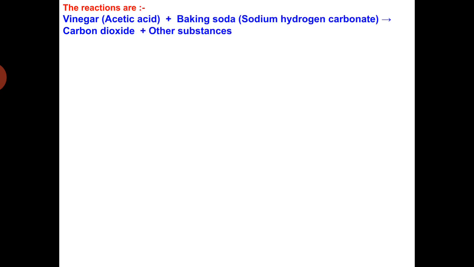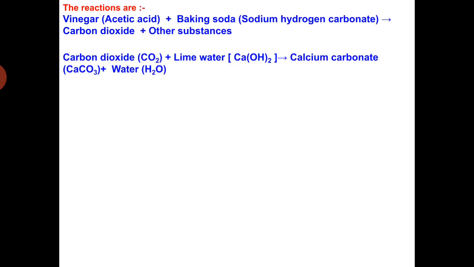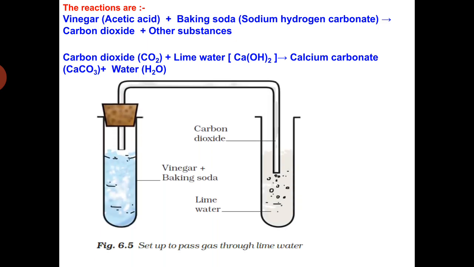So, the two reactions once again: when vinegar reacts with baking soda, what we get? Carbon dioxide and other substances. Whereas when this carbon dioxide gas formed in the above reaction is passed through the lime water, what happens to the lime water? Lime water turns milky. It is due to the formation of what? Calcium carbonate and water.